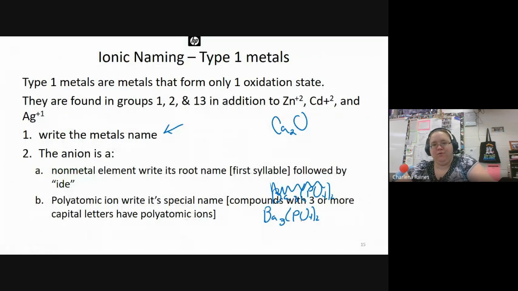So PO4 has a special name. Its name is phosphate. Ba is a metal. It doesn't change its name, so therefore it is just barium.